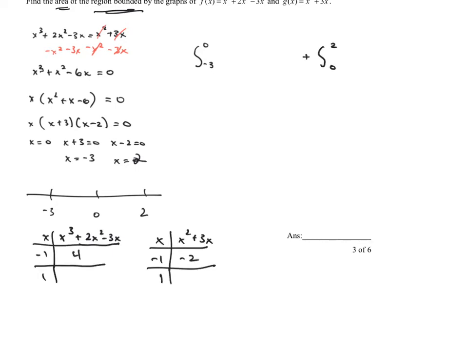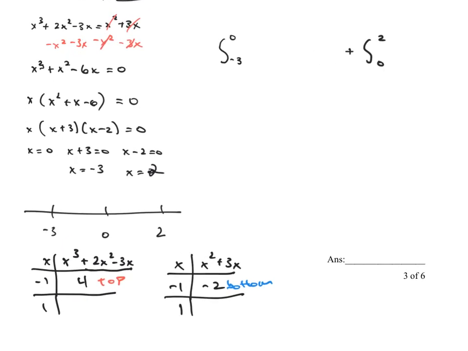So it seems in the first interval, from -3 to 0, that the top function is x cubed plus 2x squared minus 3x, and the bottom function is going to be x squared plus 3x. So I'm going to go back up to the integrals where I set it up. The integral from -3 to 0, when I do the top function, I need to have x cubed plus 2x squared minus 3x, and then I have to subtract off the bottom function, which was x squared plus 3x. I do that with respect to x.